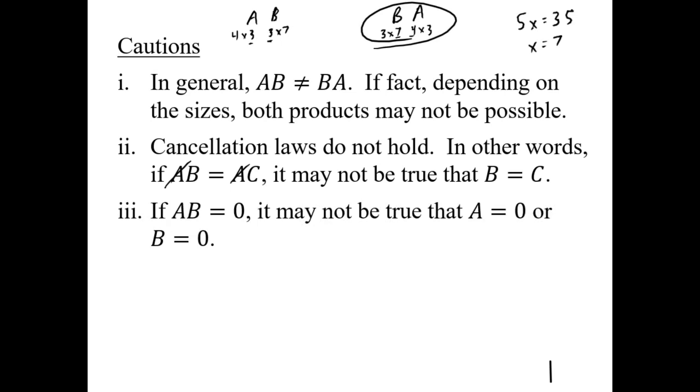And then if A times B is equal to 0, and by the way, A times B is a matrix, so this would be the 0 matrix, it may not be true that A is 0 or B is 0. Here's what I mean by that.